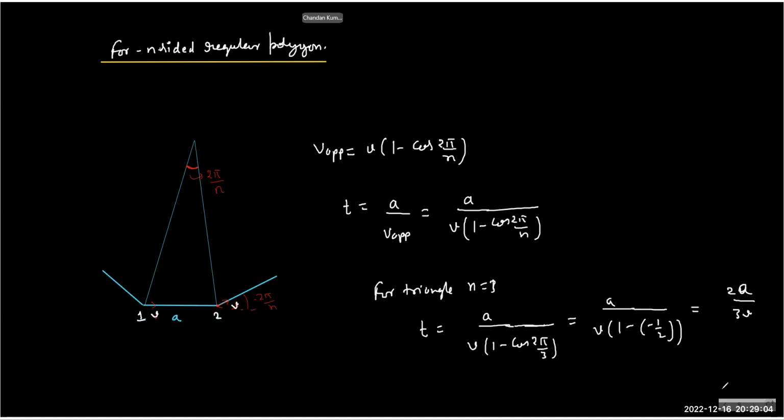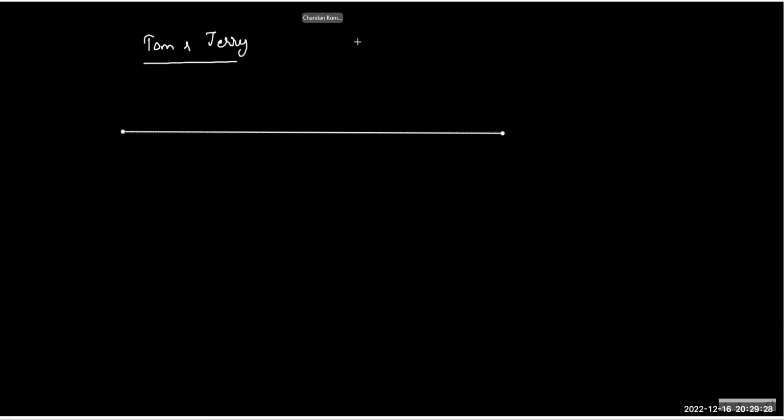Now comes something really interesting. This is called the Tom and Jerry problem. Tom and Jerry. So Jerry is going along this direction. This is called the chasing problem. So what is the chasing problem? When you chase someone, the person who is being chased is unaware of it.